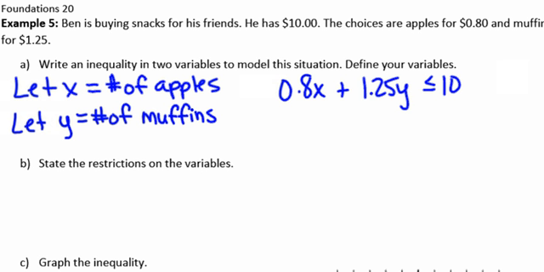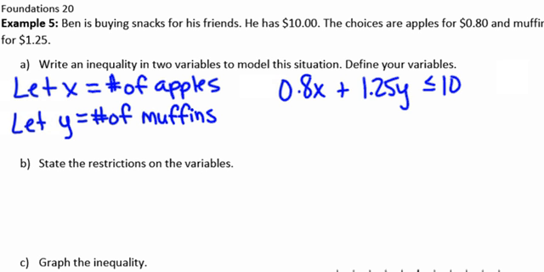Part B says state the restrictions on the variables. So what does that mean? Are there any limits on the number of apples or the number of muffins that we can have? We can only have whole numbers because we can't buy negative amounts of muffins and we can't buy half a muffin or half an apple.